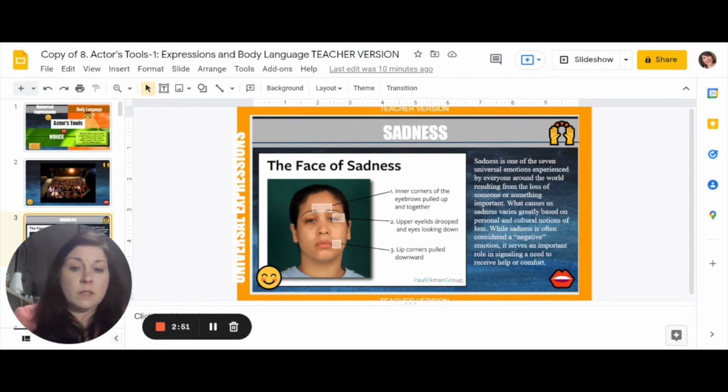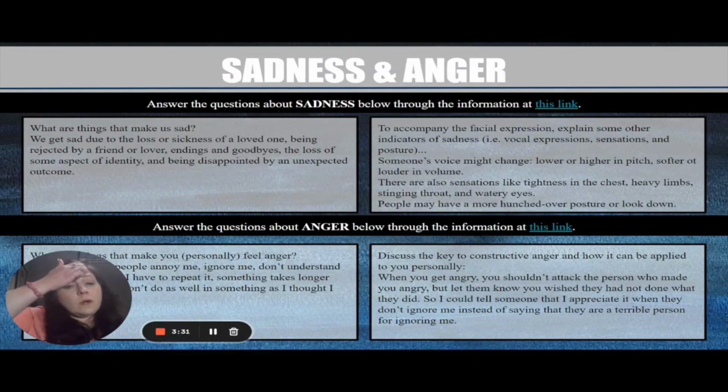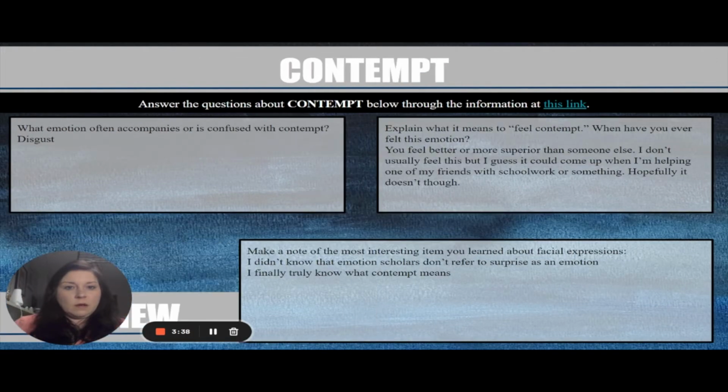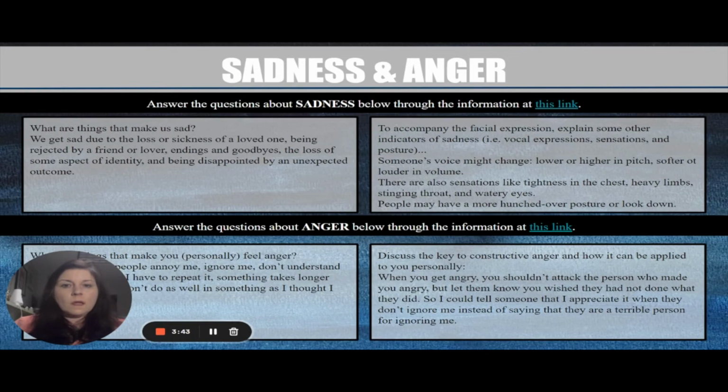Obviously the inner corners of the eyebrows pull up and together, upper eyelids droop and eyes look down, and lip corners are pulled down. Anger. What do your facial expressions look like when you're angry? Okay, so this would be the student handbook for these emotions, and as you can see, I've done all of the facial expressions here. What I do is show them those charts, like I just showed you, sadness and anger.